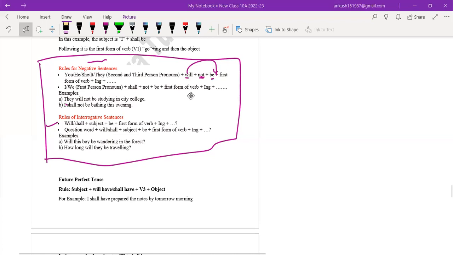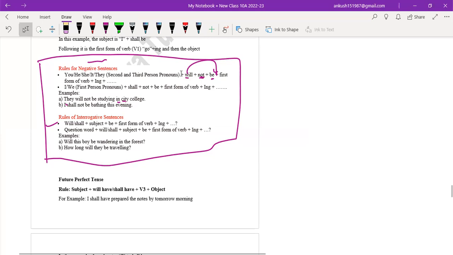They will not be studying in the city college. Here they gave "they" as the third person pronoun, will not be, and then V1, which is study. V1 is study, and then ing, studying. In the city college is basically the object. It is called a prepositional object, because before the object, "in" is used. Prepositional object. Understood. Yes, sir.